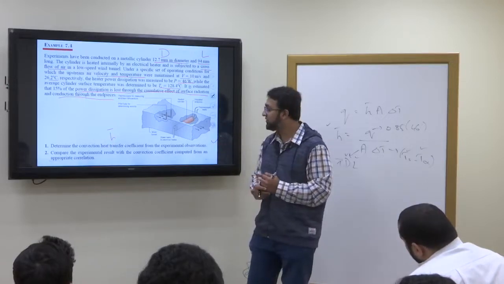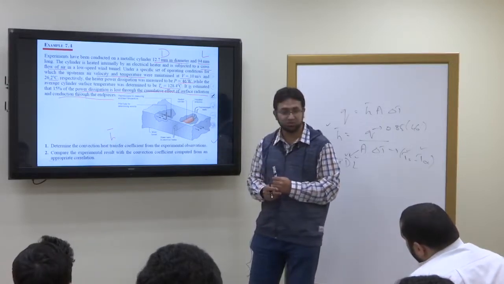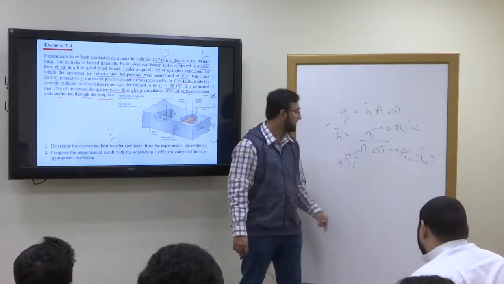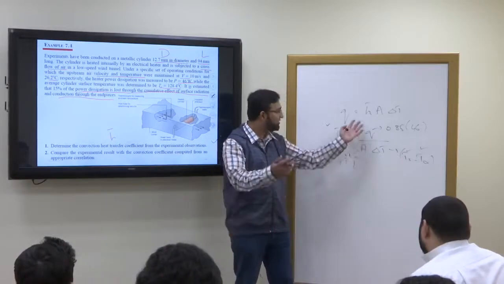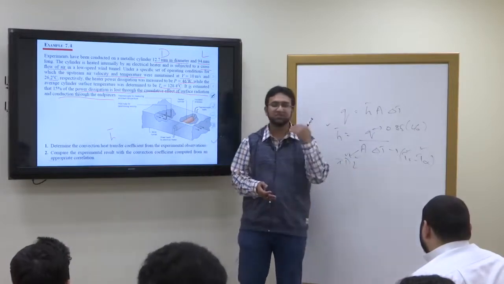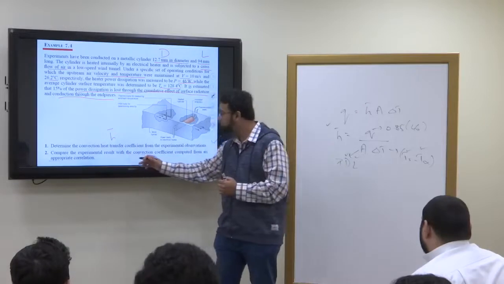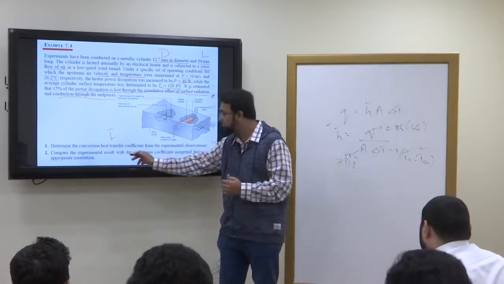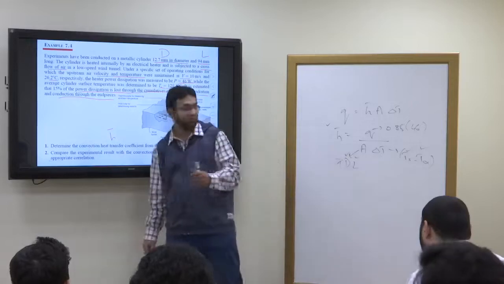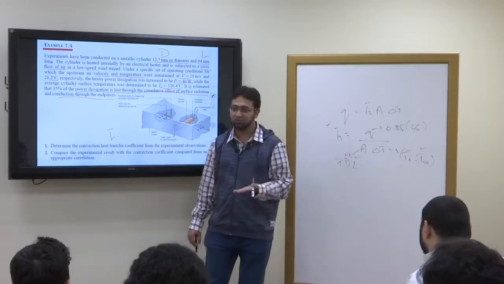Determine the convective heat transfer coefficient from the experimental observation. So these were the experimental observations: Ts, T infinity, Q. Based on that, you determine the heat transfer coefficient. Now the next step is to compare the experimental result with the convection coefficient computed from an appropriate correlation. Now we want to find h using an appropriate correlation.